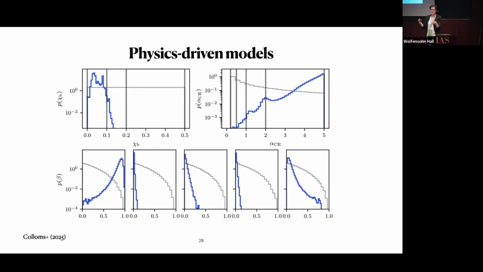And then by comparing that to the population and doing the same hierarchical Bayesian inference, they're able to fit the birth spin of black holes and the common envelope efficiency. And also this is a mixture of many different channels, so they can constrain which channels are contributing.